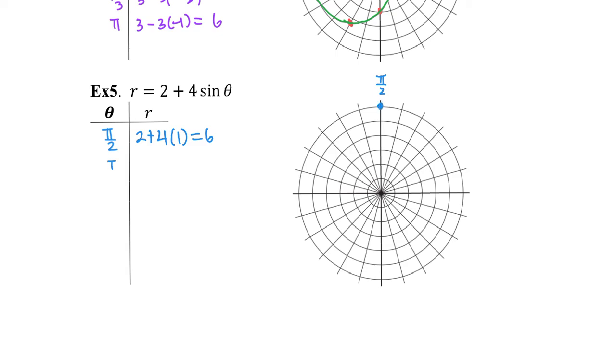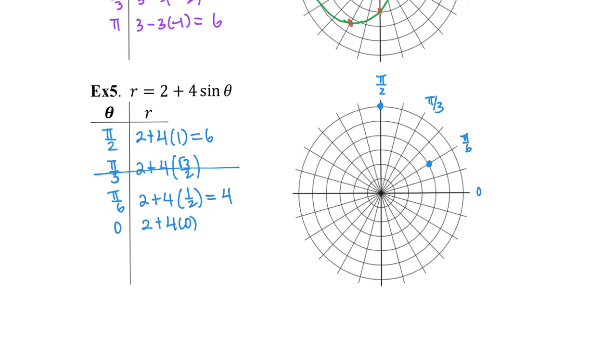Okay, let's try pi over, what is this? Pi over 3 is over here. 2 plus 4 times, is that the root 3 over 2? There's nothing wrong with this. I just don't want to have to estimate it, so I'm going to skip it. I'm going to go to pi over 6. And if I don't need it, then I'll make my life a little easier. Let's go down to 0. Okay, I'm going to keep going down.